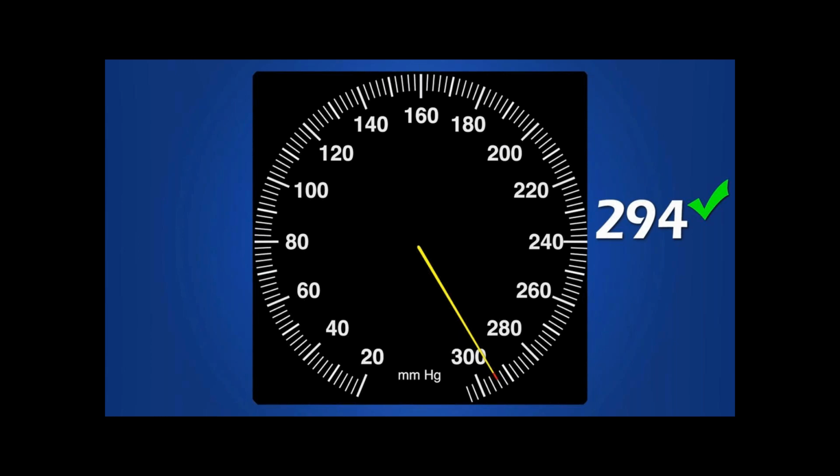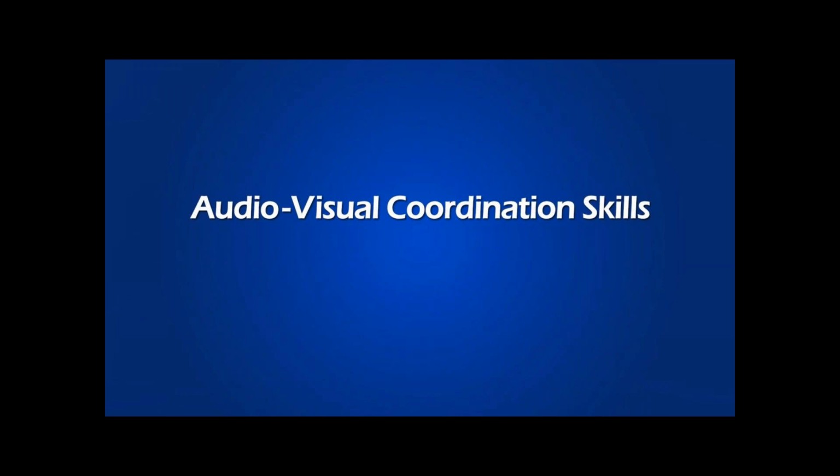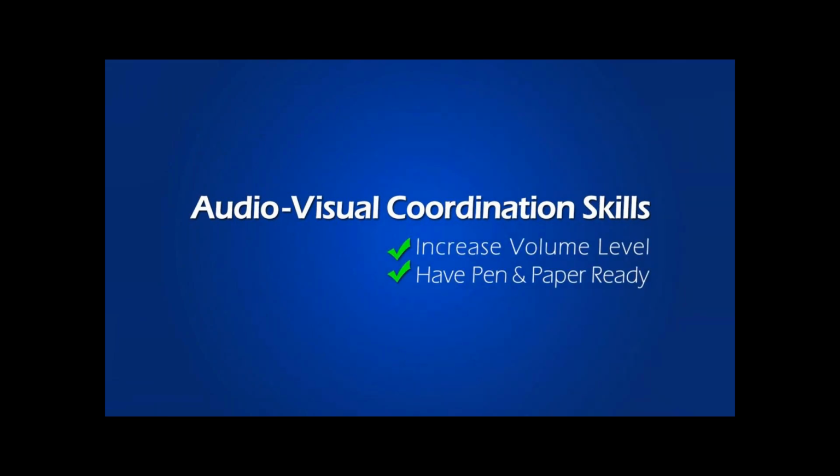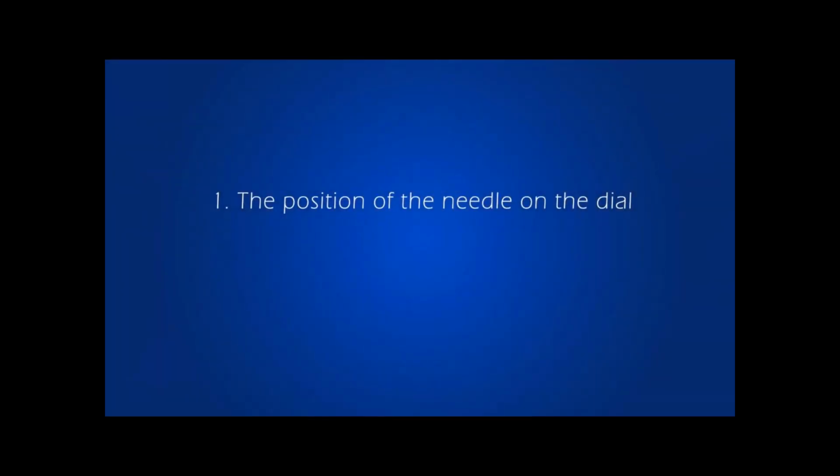Great job. Now that you're comfortable with reading the blood pressure dial, let's apply audiovisual coordination skills. And for this, please increase your volume level and have a pen and paper on hand. There are two main areas that you need to focus on when determining a blood pressure reading. One, the position of the needle on the dial, and two, the Korotkov sounds. We will refer to the Korotkov sounds as thumping sounds for the duration of this video.